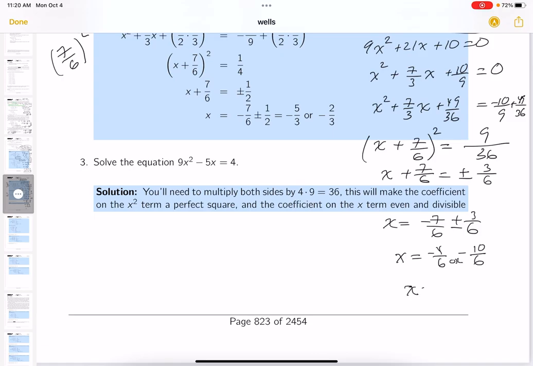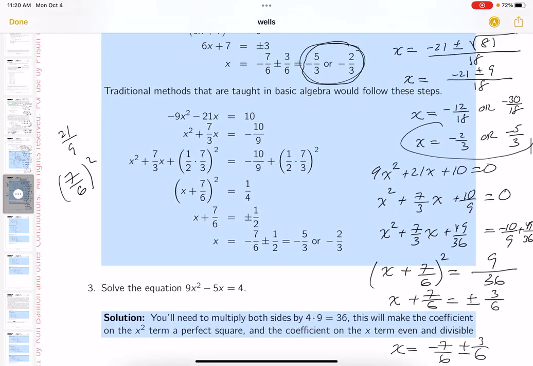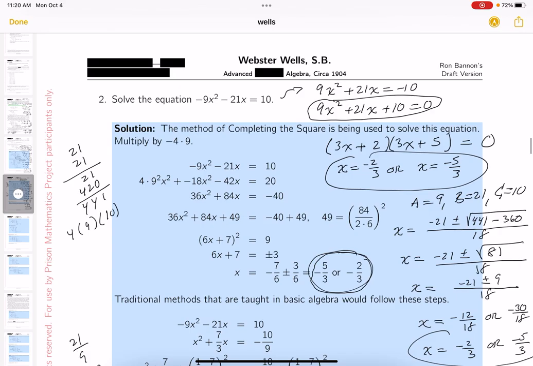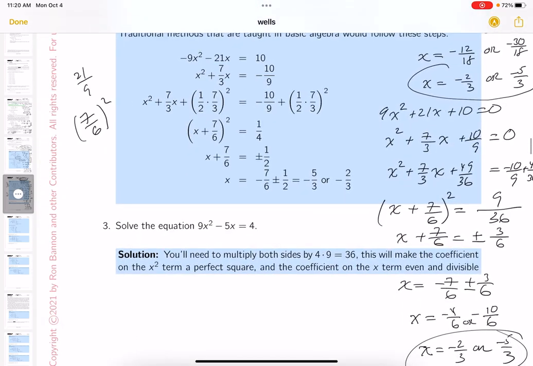What does that reduce to? Minus 2 thirds or minus 5 thirds. And again, lo and behold, we're getting the same answer over and over again. What's the least amount of work? If you can factor. Can't say it enough times. It's a super simple technique. All right, let's take a look at the next one.